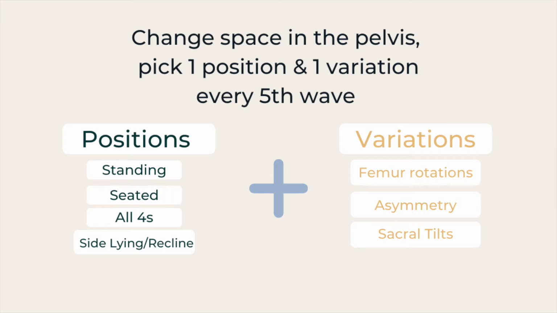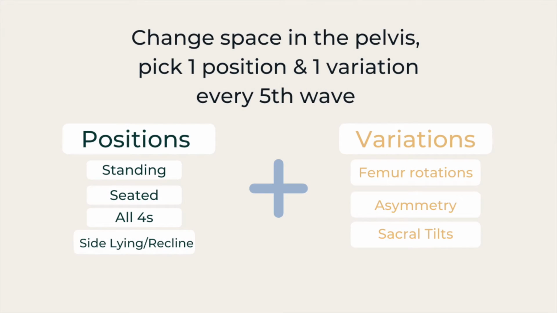So you select one position that you're going to do, and your four options for position are standing, seated, sideline or reclining, or all fours, okay? And all fours can be on the ball, the birthing ball, can be tabletop, so we'll talk through those positions. But you have four position options, and within those position options, you'd have three different variations. You have femur rotation, asymmetry, and sacral tilts. So I want to walk you through each of those.